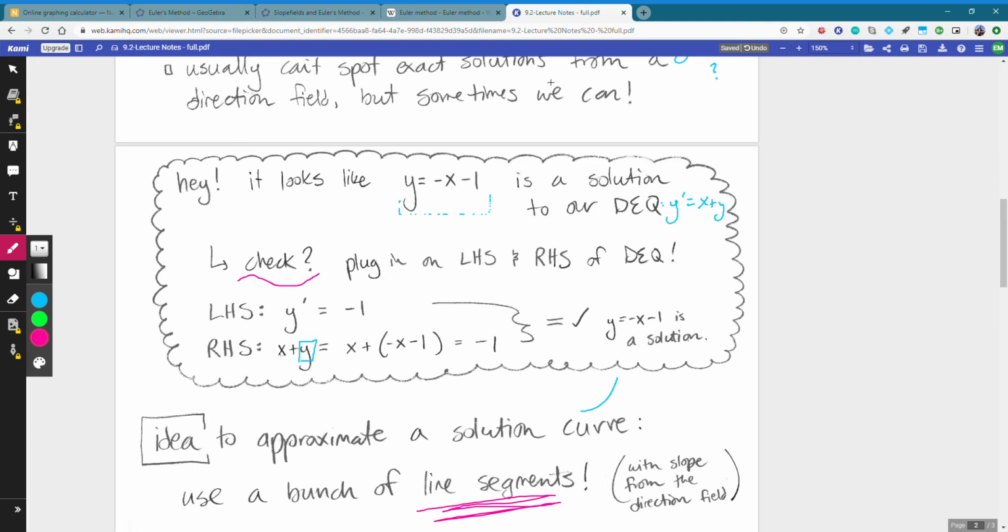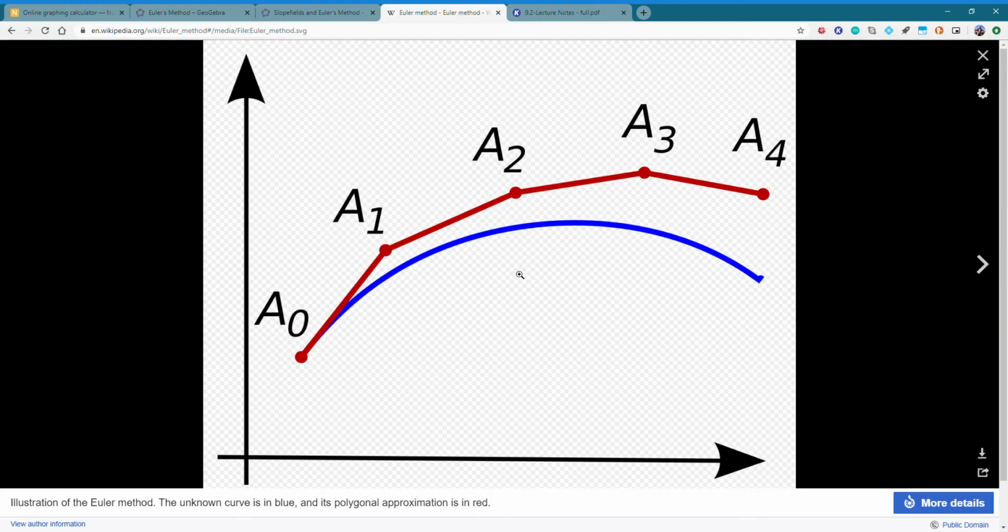And so one thought is to just imagine that we have a bunch of line segments on hand, and that's what we're going to use to approximate our true solution. The idea is we're going to start at a base point, and then we're going to let the direction field tell us what slope to move out with from there, and we'll just move up a certain x value each time, following the directions from our direction field.